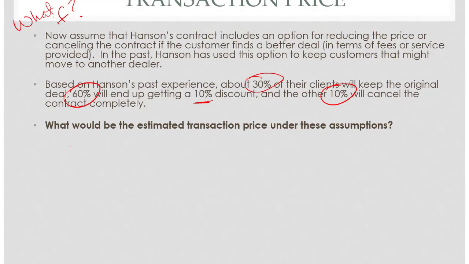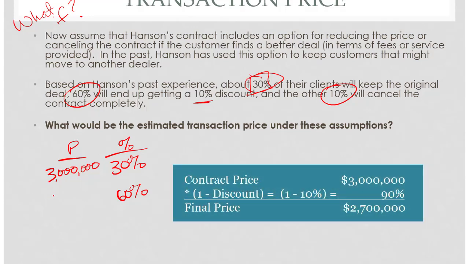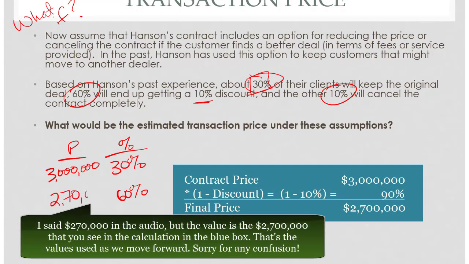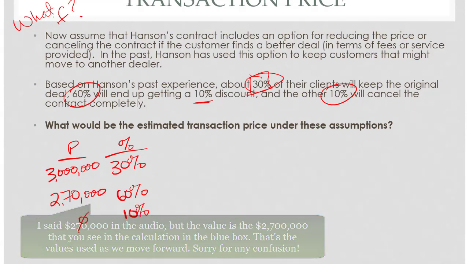Well, to do that, we use a table. So I estimate the price I'm going to get and the likelihood of that price. So there's a 30% chance that I'll get all $3 million. Then there's a 60% chance that they'll get a 10% discount. So 90% of $3 million is $2,700,000. And then there's a 10% chance that they'll cancel the contract and I will get nothing.